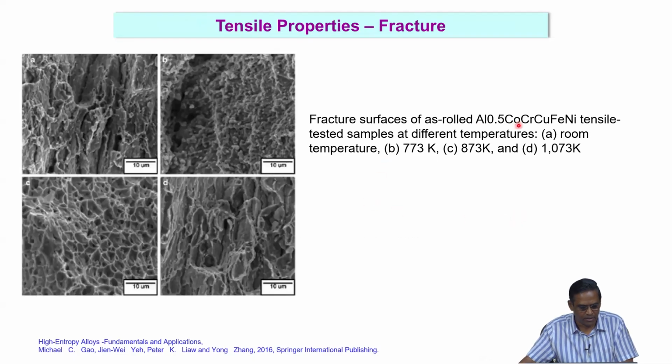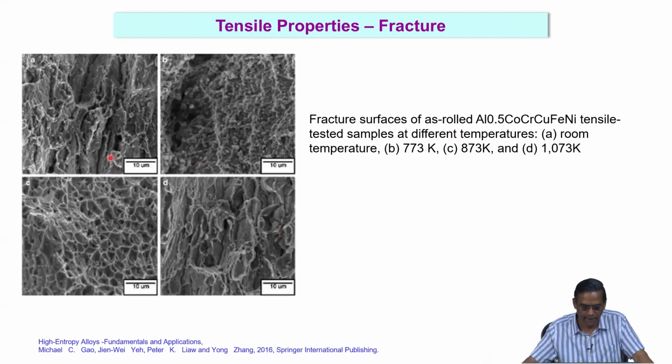And the fracture surface we have also already looked at, and this is for the as-rolled aluminum 0.5 cobalt, chromium, copper, iron, nickel tensile tested sample at different temperatures. And what is it that you are seeing here? This is room temperature, 773, 873, 1073. What is that difference you are seeing?